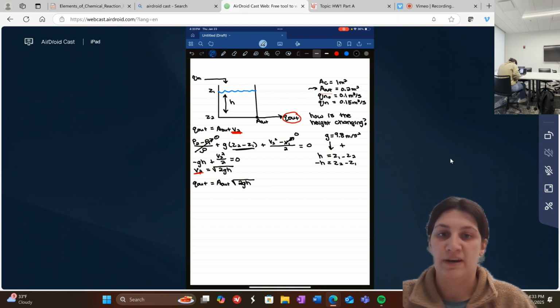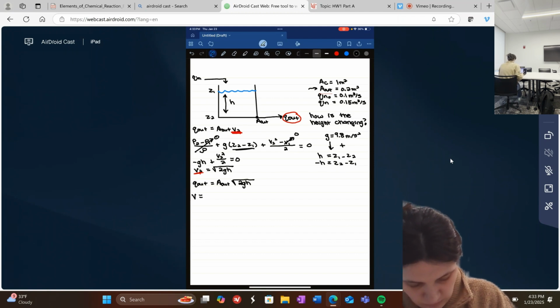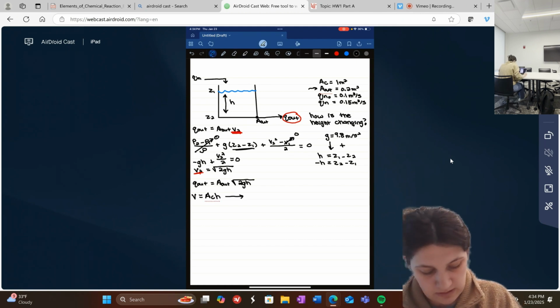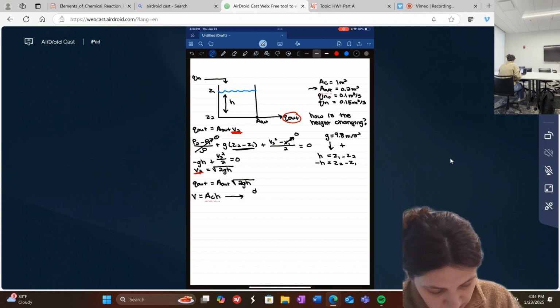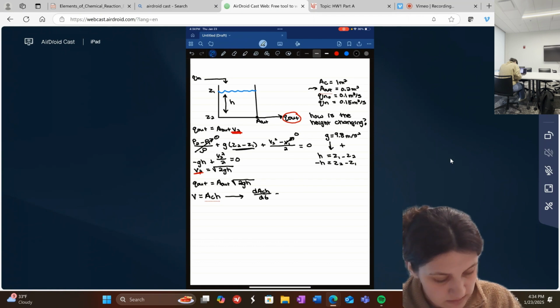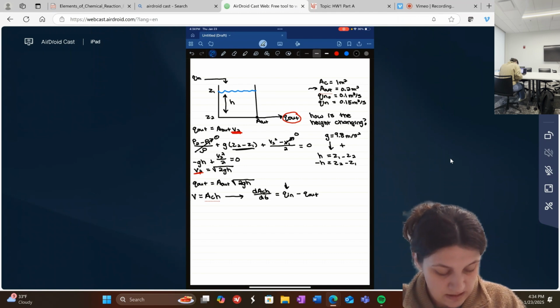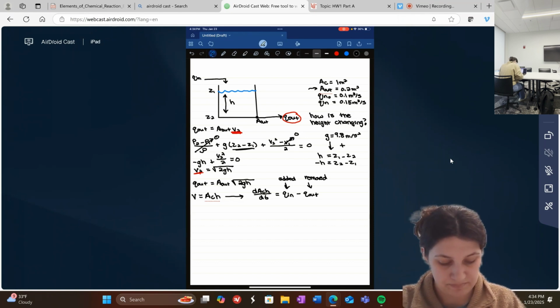Next, we're going to evaluate the volume of the water in the tank. So V is equal to the cross-sectional area times the height of the liquid. Then we're going to convert this into a differential equation since the volume of water in the tank is changing with time. So we end up with d(AC H) over dt. And this is going to be equal to Q in minus Q out, since this is liquid being added to the system and liquid being removed from the system.